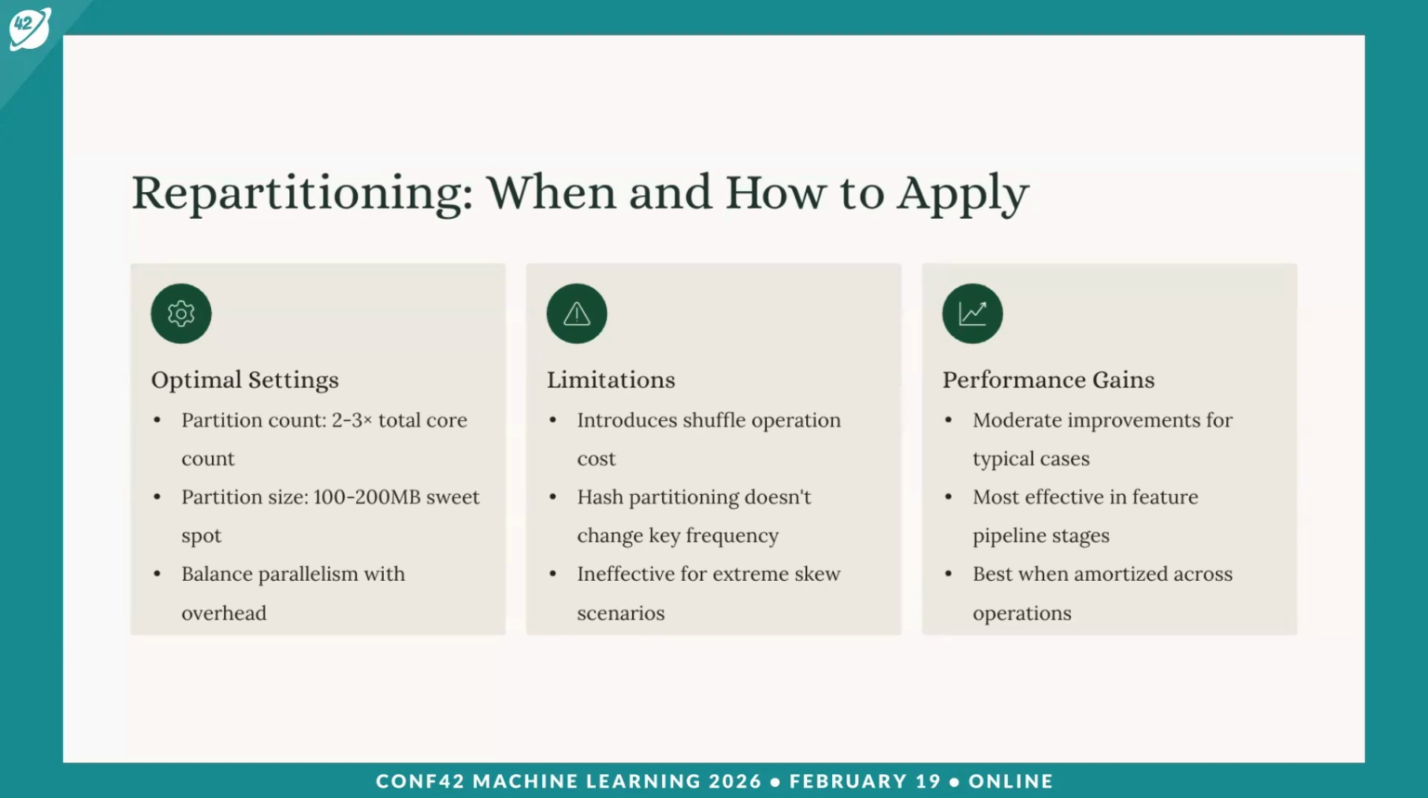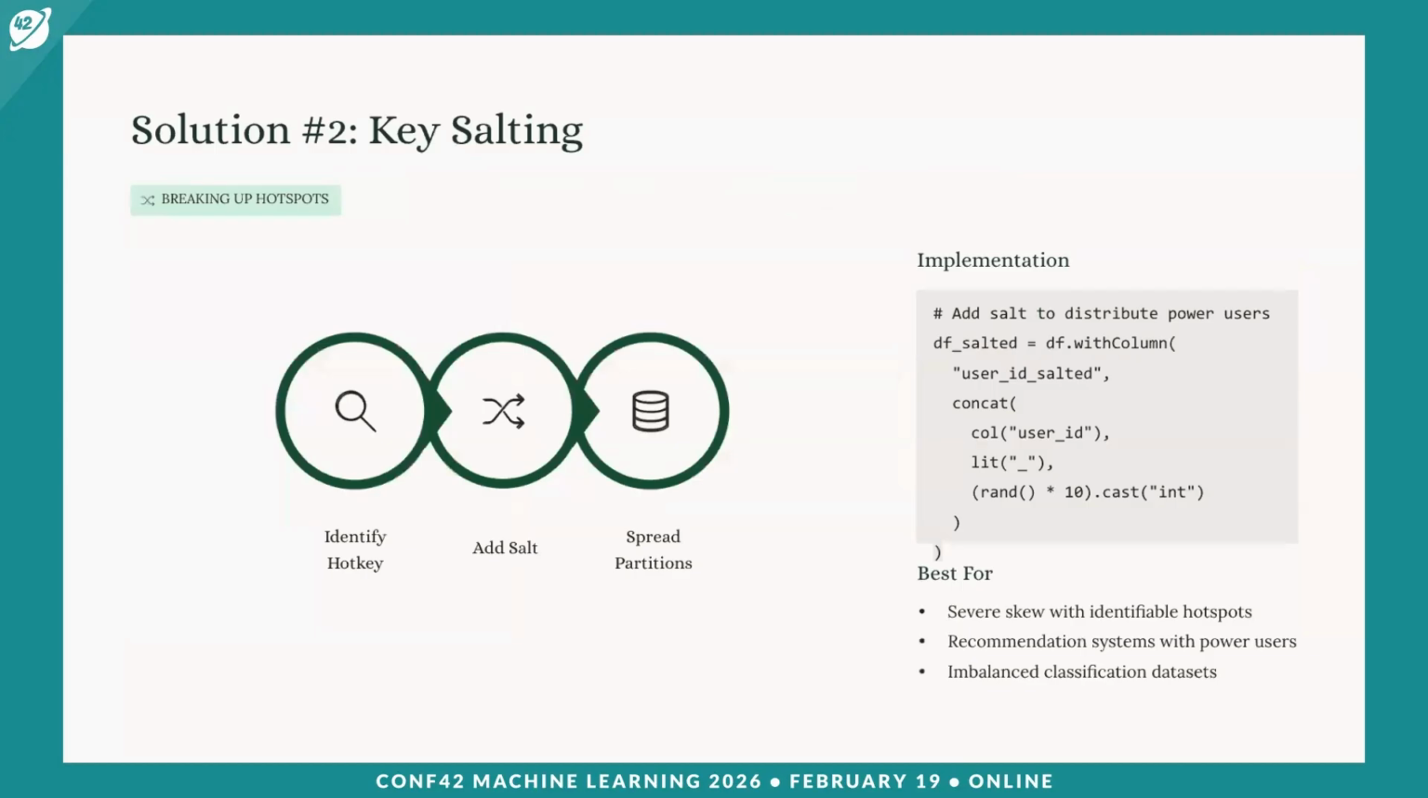As for performance gains, it is a moderate gain and most effective in feature pipeline stages. In our case, with the repartitioning strategy, we observed a 30% improvement in our pre-processing stages. However, repartitioning does not change key frequency. Extreme hot keys still remain dominant, as I mentioned in the slide, and the optimal partition size is 100 to 200 MB. Moving on, the second solution, which is most recommended and most popular, is key salting.